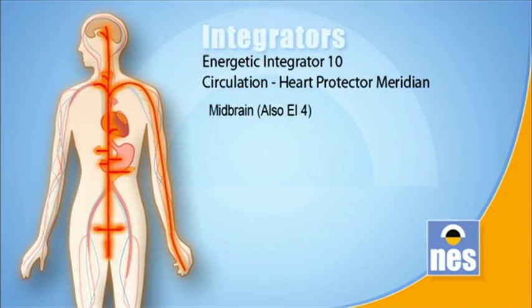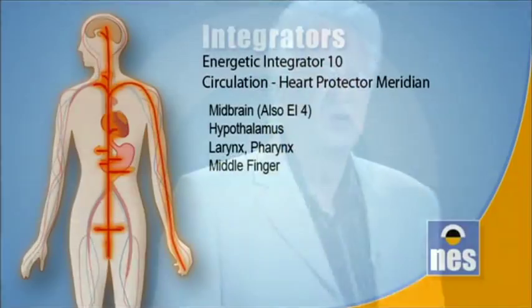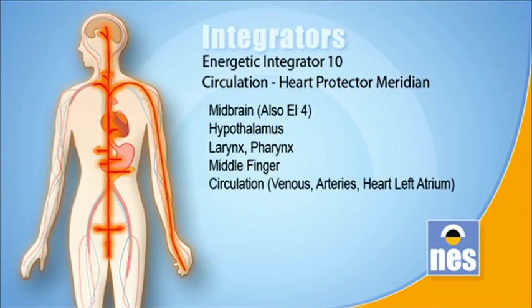All right, we've got the midbrain, the hypothalamus. Again, hypothalamus for endocrine regulation. The larynx and the pharynx are linked. We get the middle finger of both hands. The big message is that this is the one that links to the entire circulatory system of veins, arteries, venules, the lot. In fact, it's the biggest organ system of the body.